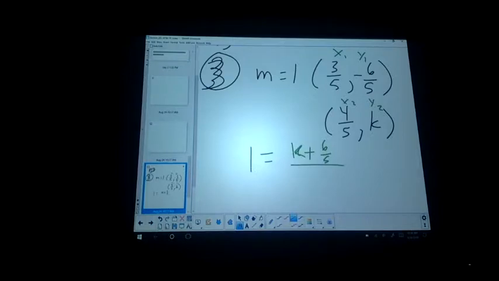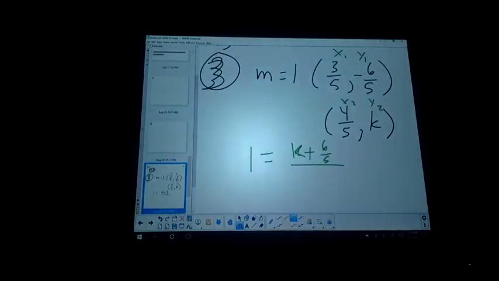Are you okay with that? Slope equation, right? So y2 minus y1 over x2 minus x1. Okay? I'm not going to deal with the top, the k plus 6/5 yet. Let me deal with the bottom for a moment. So that's going to be what, 1/5? Yeah. So k plus 6/5 is going to stay as k plus 6/5 over, what is this, 1/5?